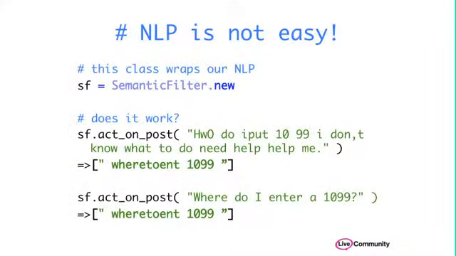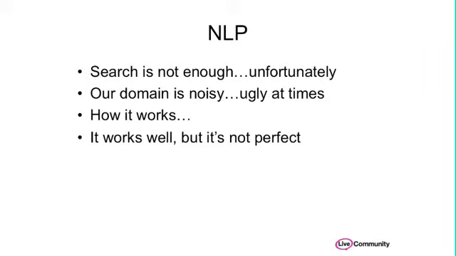Here's a little code snippet. This is a class we created, the semantic filter. It wraps all our NLP. It wraps the management of the dictionary as well. And as you can see, for the two question examples I showed you, the return is the same. This is what we actually index, those terms right there. It works well, but it's not perfect.